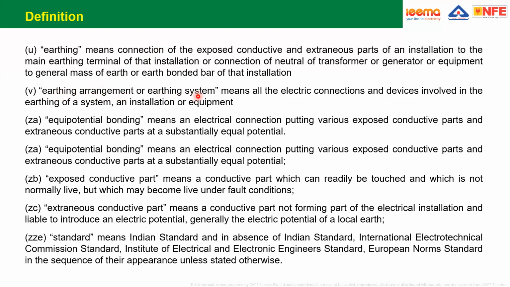Number two, earthing arrangement or earthing system means all electric connections and devices involved in the earthing of a system and installation or equipment. So basically, like this, the entire definitions are being modified. I won't go through the other definitions. Probably once you get the slide presentations, you can go through them later.